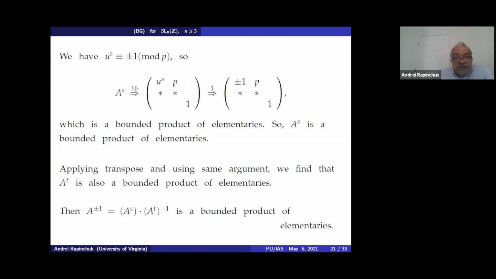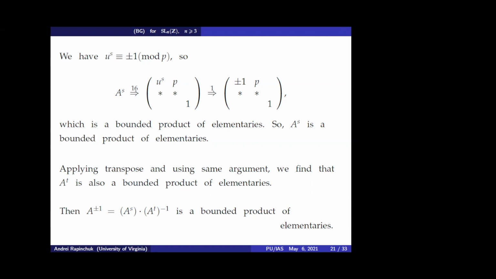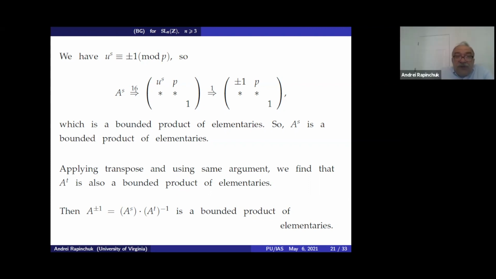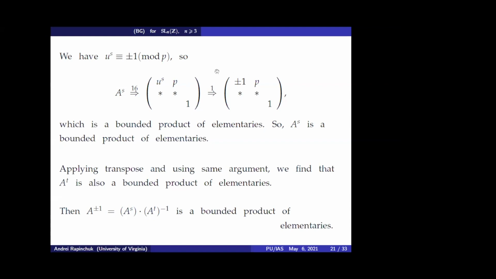Can I ask a question? Sure. Is the 16-step the only thing that doesn't work if you were to do it for SL2? Like, what fails for SL2? Yes, you cannot do this multiplicativity property inside SL2. You need at least SL3. Okay, thank you. Yes, thank you for the question.